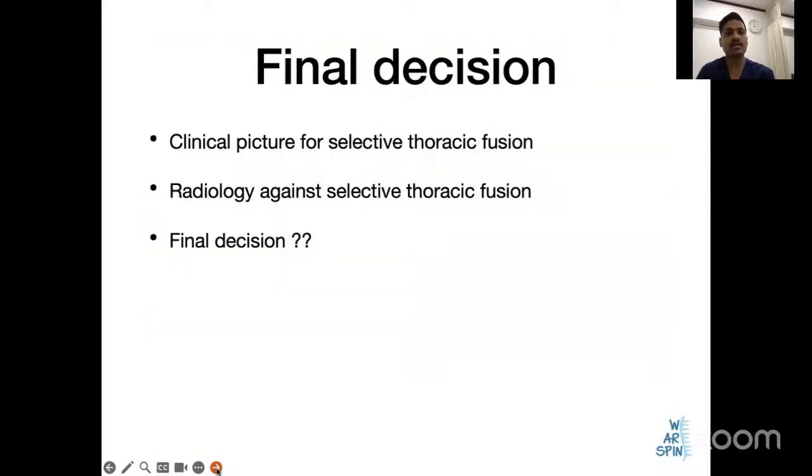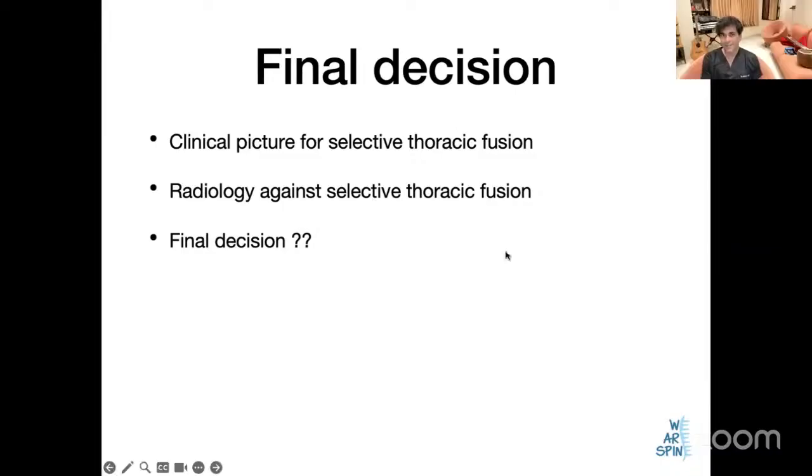So then the radiology was against selective thoracic fusion, but the clinical picture was that the patient was well balanced, and also she was lean and thin, not an obese patient. So we decided that we'll select the LIV under anesthesia. Here I would like to ask the faculty, sir, is it okay to leave the decision of deciding the LIV after getting the patient anesthetized, or should we have our plan fixed before we go in for the surgery?